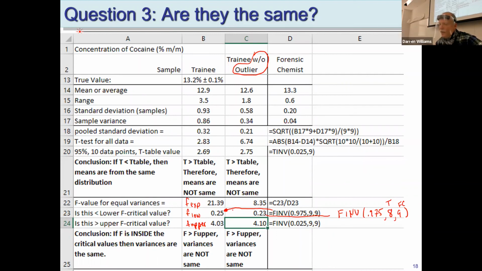Same thing if we took the outlier out, things did not improve. We still have a statistically significant difference in precision between the trainee and the forensic chemist. We knew that from the graphs, but now we have the statistical support for it. We have actual numbers. So we have a bar, which would be this F critical value, and we have a number that's over that bar. And so we can say without any ambiguity that they have statistically different variances.